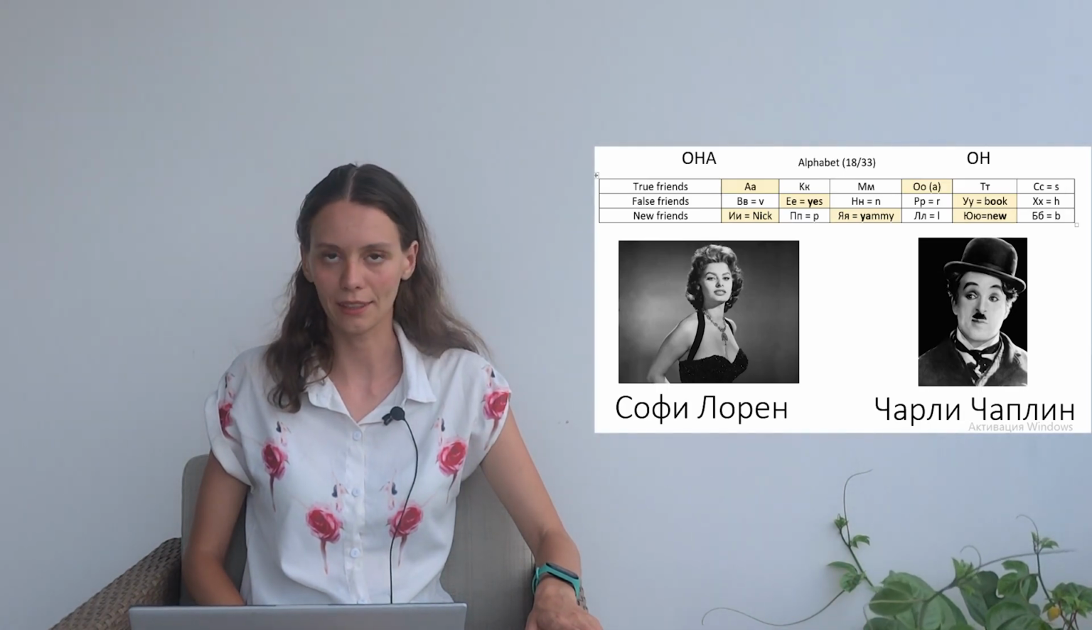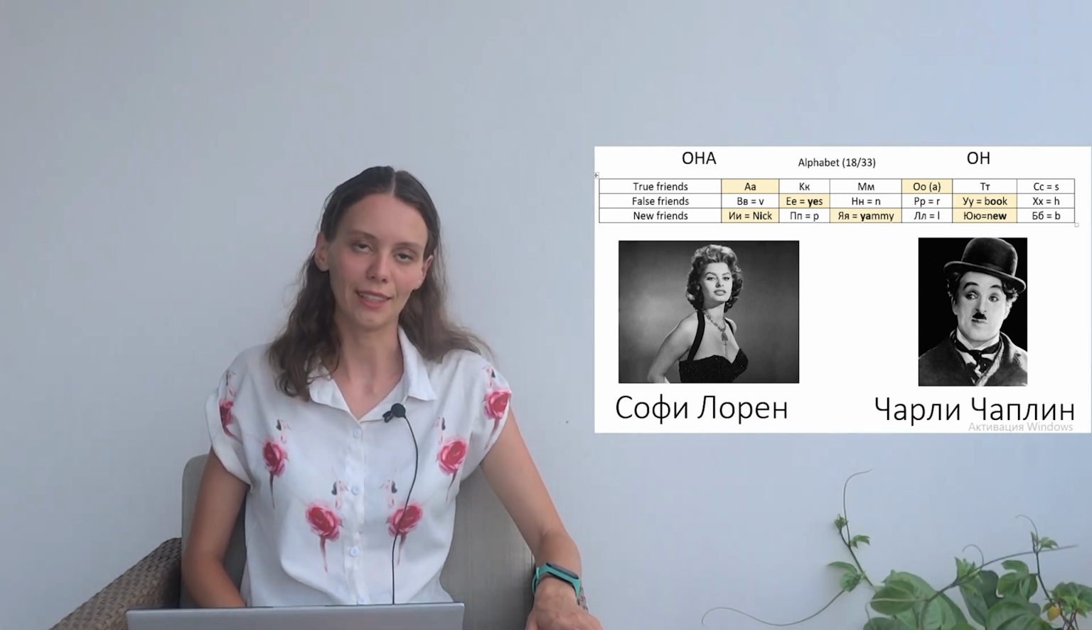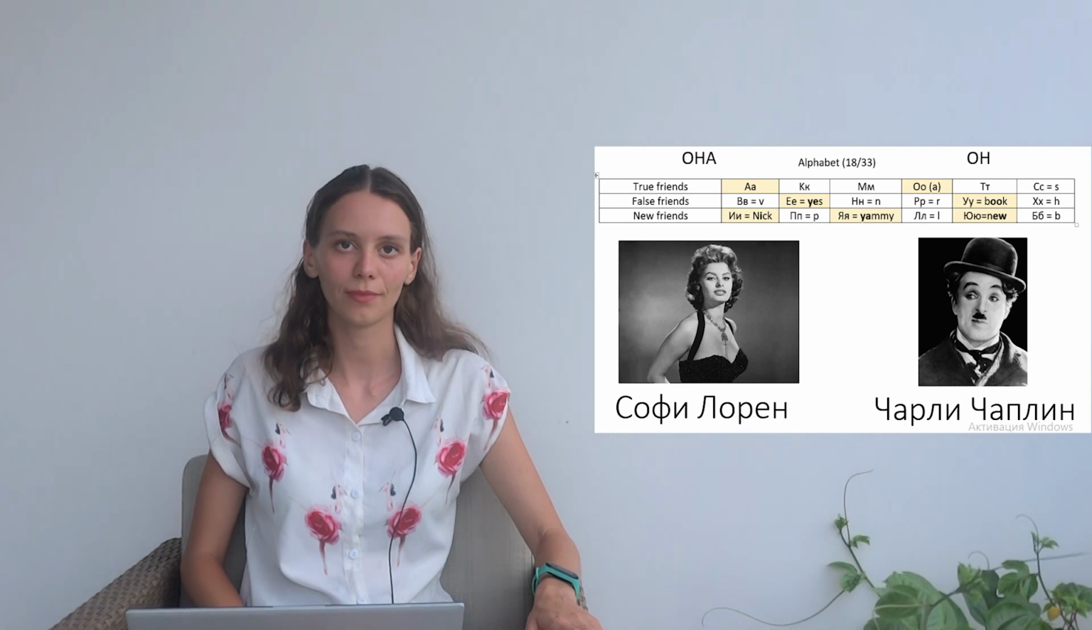Sophie Loren and Charlie Chaplin. Она Софи Лорен, он Charlie Chaplin. Она, it's she, and он is he. We don't really say is, we don't say he is, she is, we just say he. That's enough. Okay, try to read the next personalities.